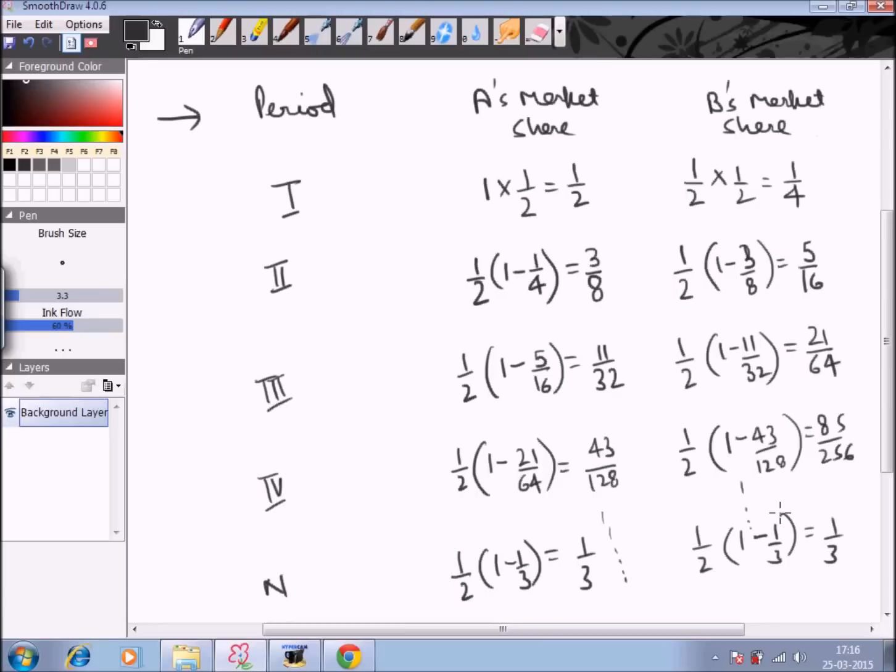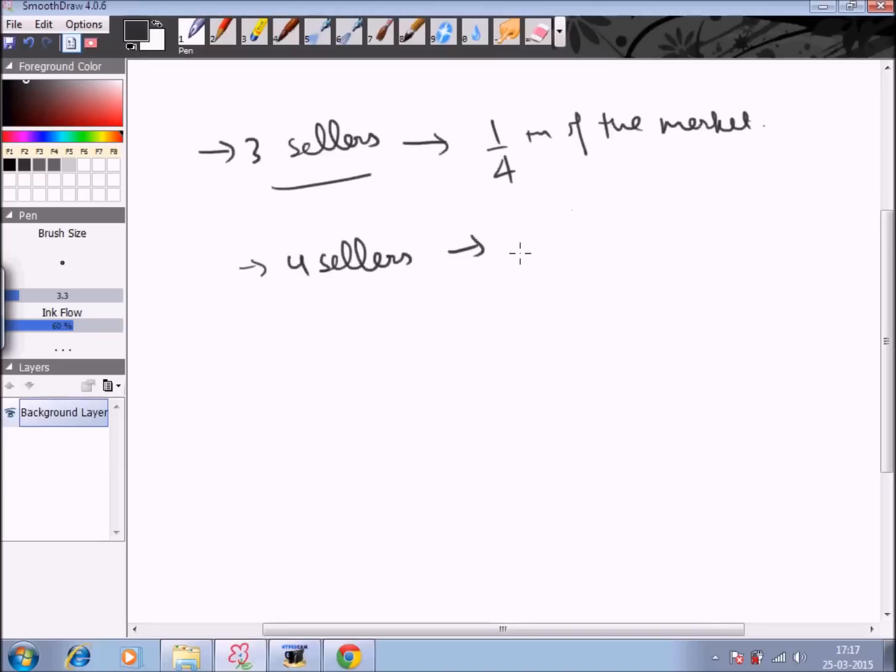He started with a very simple concept of duopoly, where there are just two sellers in the market. But his model was extended to a normal oligopoly where there are more than two sellers in the market. Suppose there are 3 sellers in the market, then all of them will reach an equilibrium when each one of them is supplying 1/4 of the market. Similarly, if there are 4 sellers in the market, each one of them supplies 1/5 of the market.